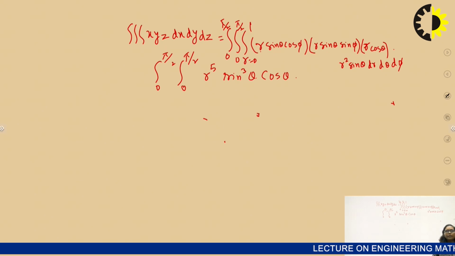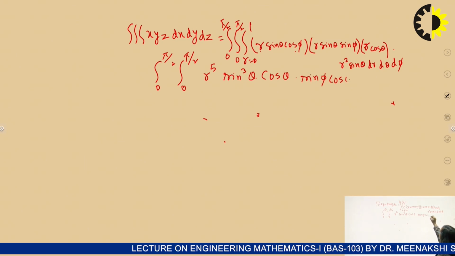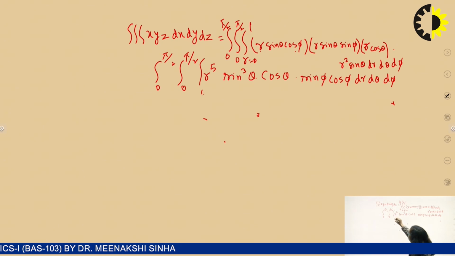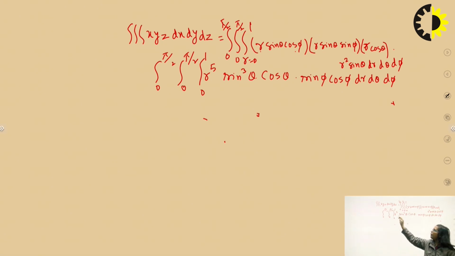Now coming to the phi functions. One is sin phi and one is cos phi, into dr d theta d phi. So we have covered all the values for r, theta and phi over here. First we start integrating. Once I put the limit for r, it's 0 to 1. Now I start integrating with respect to r first. The integration of r to the power 5, you all know, is r to the power 6 by 6. And when I put the limit 0 to 1, it's equal to 1 by 6.